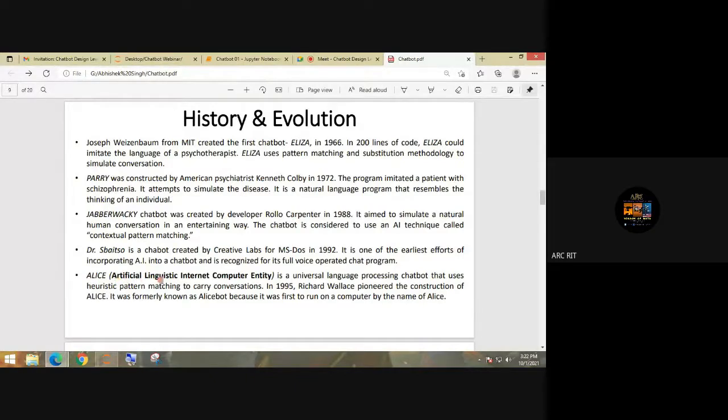Alice. Alice is the Artificial Linguistic Internet Computer Entity, a universal language processing chatbot that uses heuristic pattern matching to carry conversations. Heuristic means, you can say, learning by trial and error, learning by some educated guesswork.